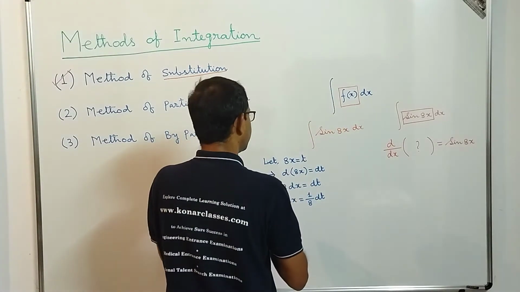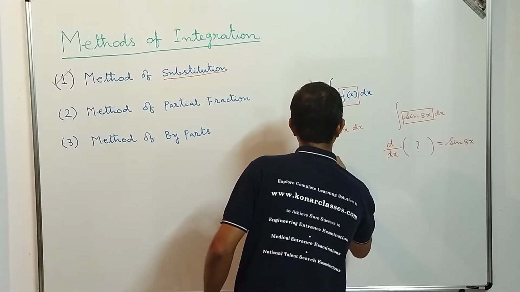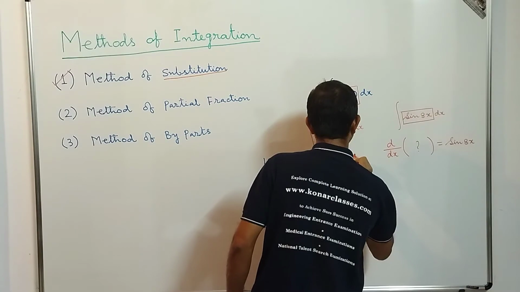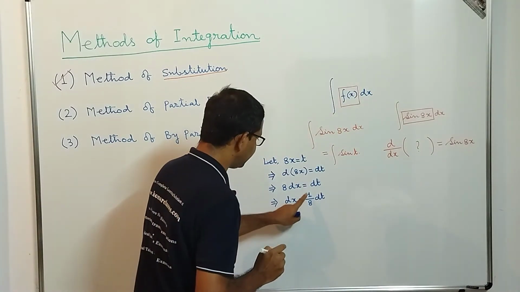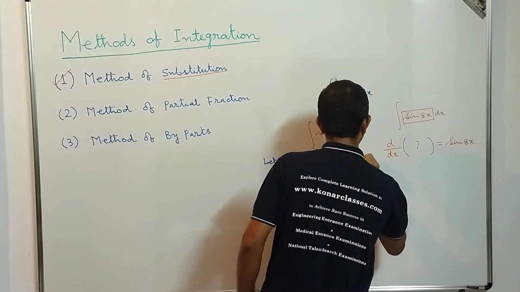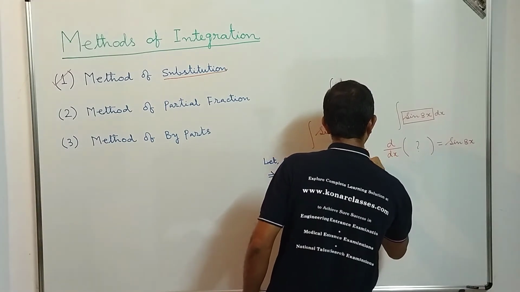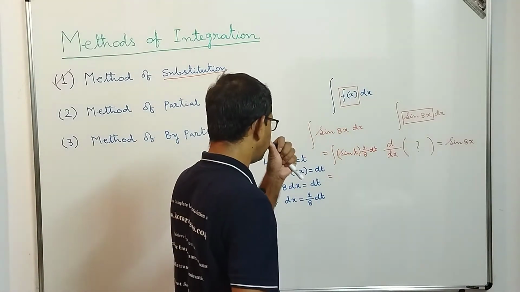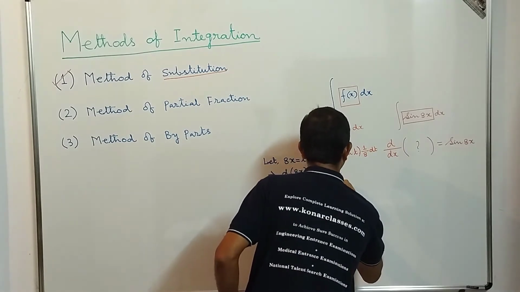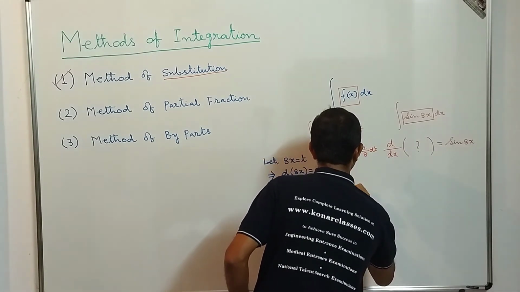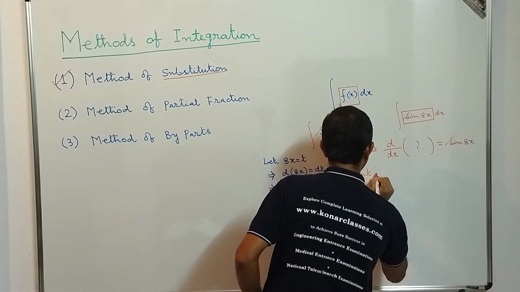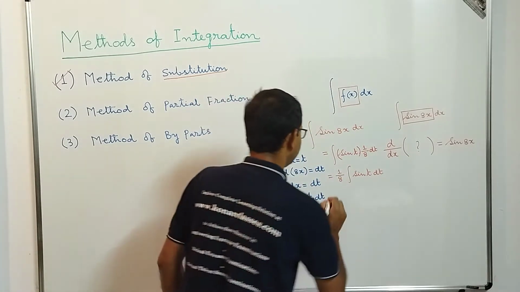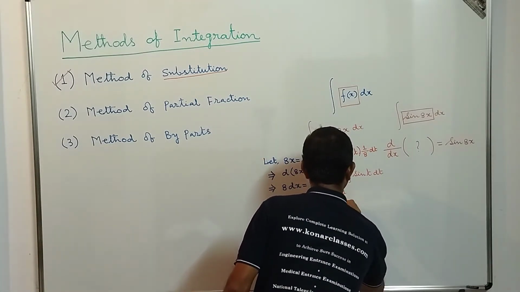So then what we are going to get, that sin 8x dx should be equal to the integration of, 8x equal to t, so we will write sin t, and what is dx? dx is 1 by 8 dt. So I am writing sin t into 1 by 8 dt. Now we know that we can take that constant out of that integration. So what we get is 1 by 8 integration sin t dt. Now this is a form known to us.